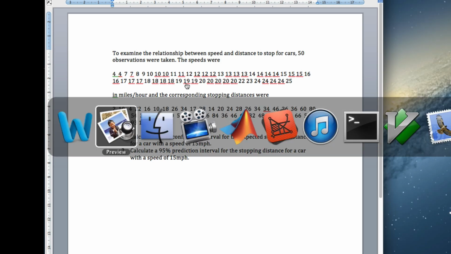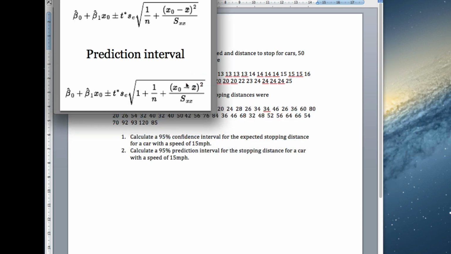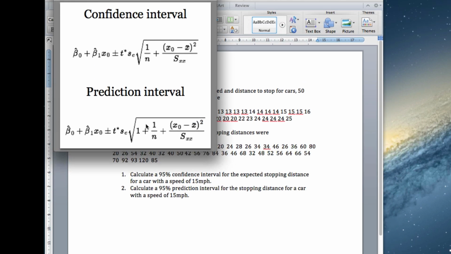So let's have a look at the main formula I'm going to need. So I've got my confidence interval and my prediction interval. Here you've got your point estimate. This is taking your linear regression model and putting in your x0, so in our case our 15. Then here is our standard error term for the confidence interval, and here's the standard error for the prediction interval. Notice the main difference is here you've got this 1 plus, which you don't have here.